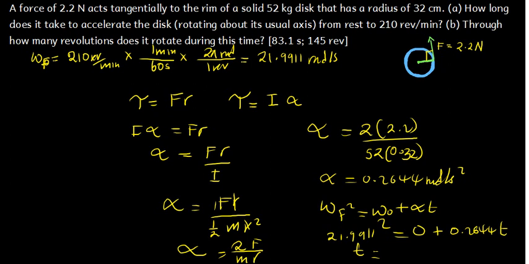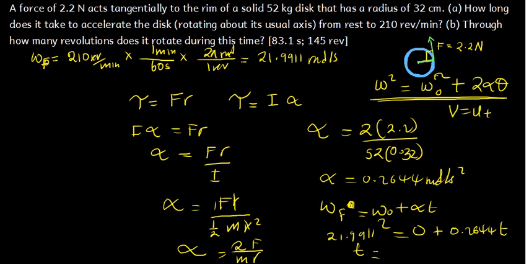Let me just repeat that. Actually this one we don't put a squared. The one I was thinking of with a squared is omega squared equals omega initial squared plus 2 alpha theta. So this is another formula which is different from the one which I've used. The one I've used is v equals u plus at. So it's not supposed to be a squared there.